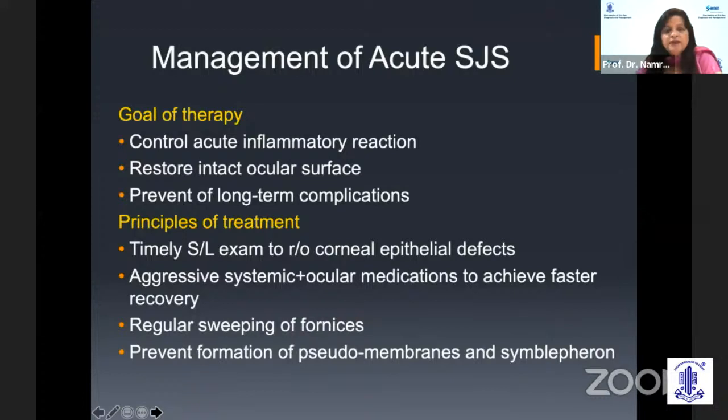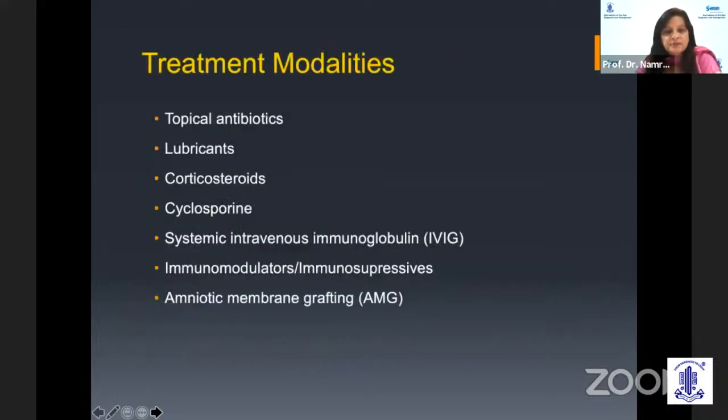Now, the goal of therapy in these cases is to control the acute inflammatory reaction. This is very important because if you treat it in the acute phase itself, you would probably not have chronic sequelae. And that is the reason why we thought of doing this presentation. So timely slit lamp examination is very important for epithelial defects. Regular sweeping of the fornices is important, and one must prevent formation of pseudomembranes and symblepharon.